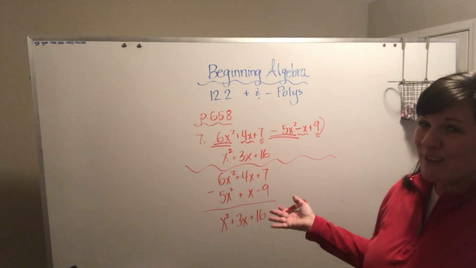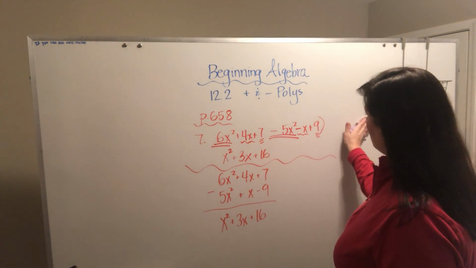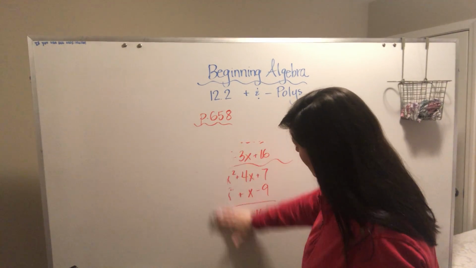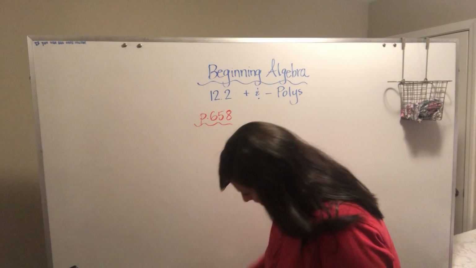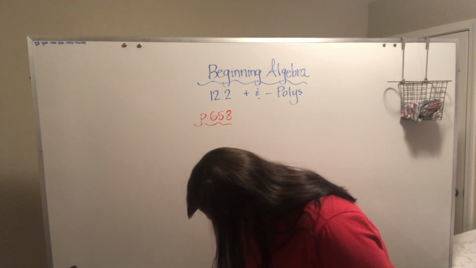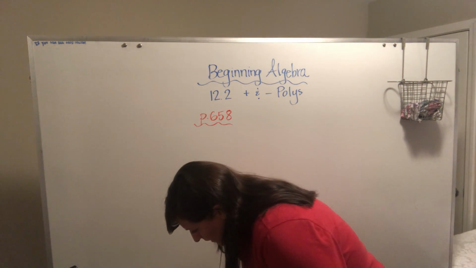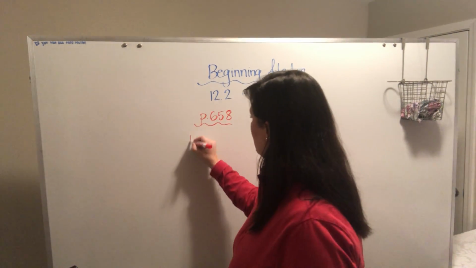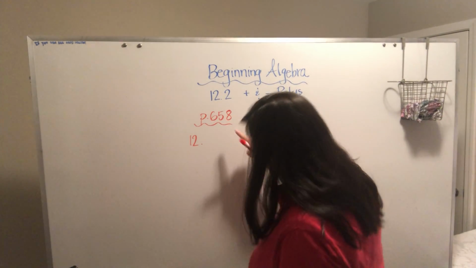It's going to be a personal thing, whichever makes more sense to you, vertically or horizontally. You can use either method. It does not matter to me. That was number 7. Let me walk you through one more. Let's look at number 12, and I'm going to go ahead and do them both ways. This is guided practice number 12. This is page 659.